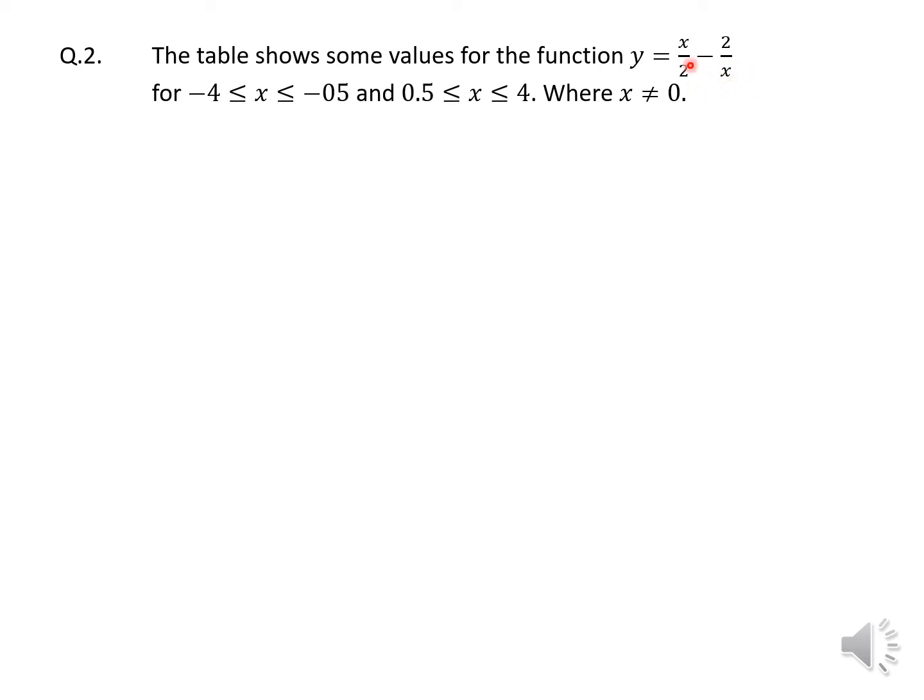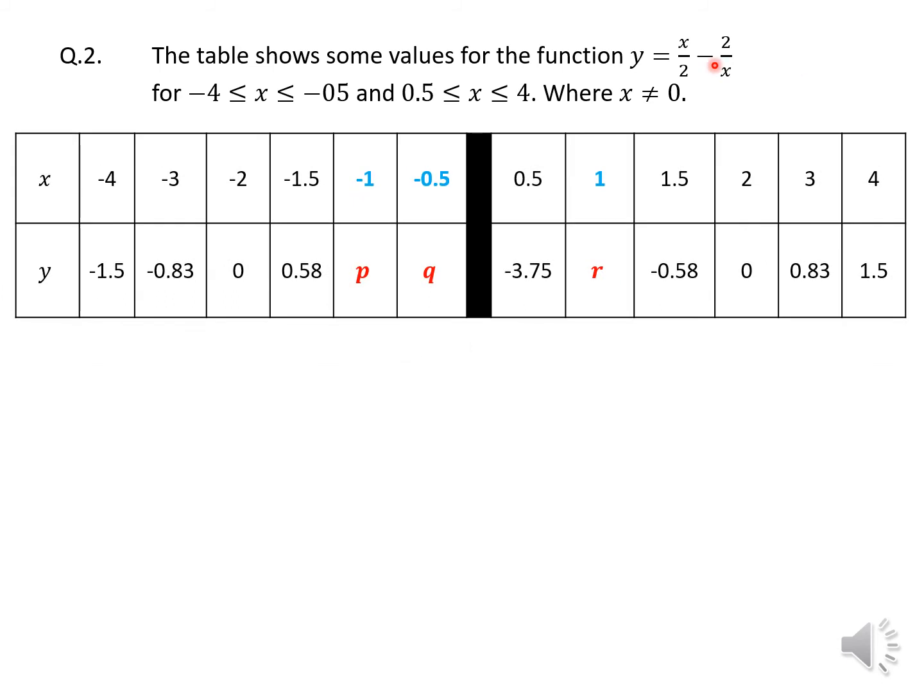All right, and then I know how I should go with my values of x on one side and on the other side, all the way up to 4. So x cannot equal 0, so there's not going to be a value when you include 0 in there. So here they have a table that they have given me, and they have asked me to complete the missing values there. So I've got p and q and r that are missing.